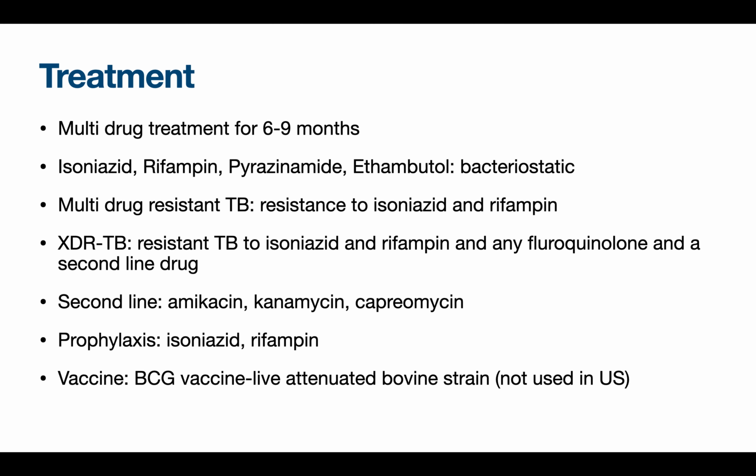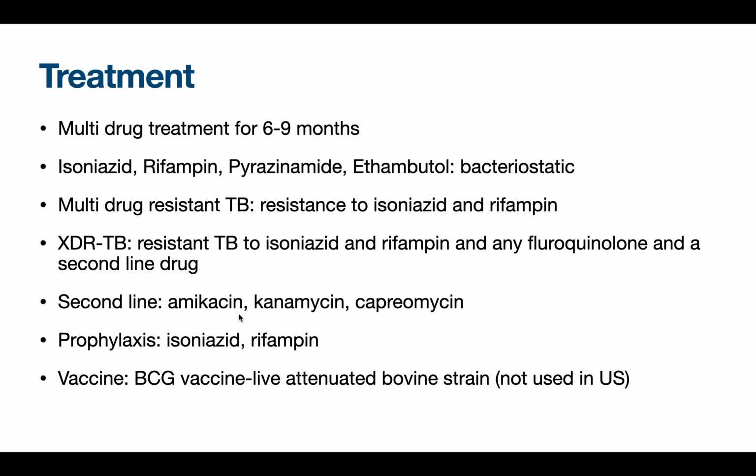So treatments. Treatment's long. You take it for 6 to 9 months, and you take a variety of either isoniazid, rifampin, pyrazinamide, ethambutol, which are bacteriostatic. And then you have to be wary that these can be resistant to isoniazid and rifampin. The extensively drug resistant tuberculosis is going to be resistant to isoniazid, rifampin, and any fluoroquinolone and a second line drug, which involves either amikacin, kanamycin, or capreomycin.